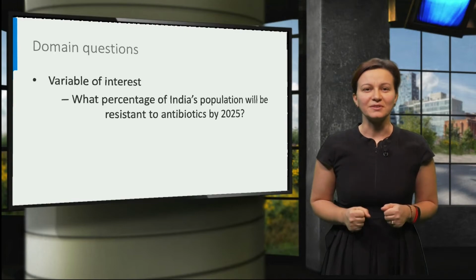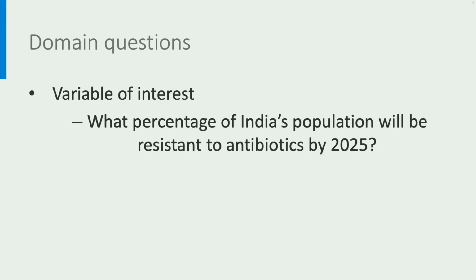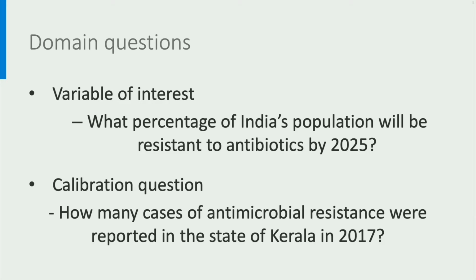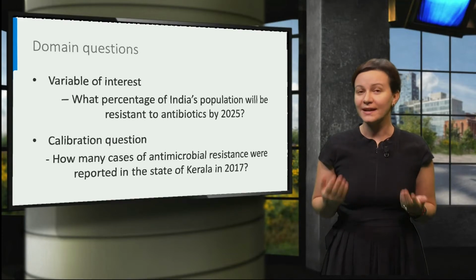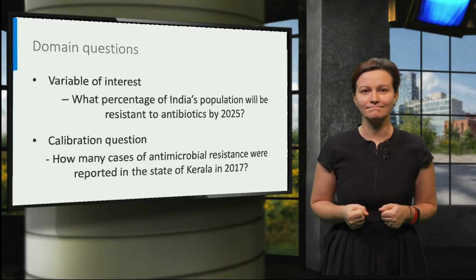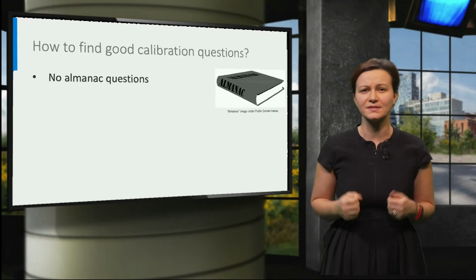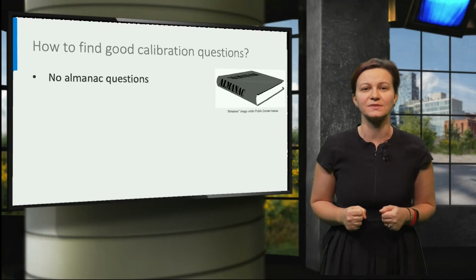To consider a simple example, suppose the question of interest is the following. What percentage of India's population will be resistant to antibiotics by 2025? Then the following question, how many cases of antimicrobial resistance were reported in the state of Kerala in 2017, can be an example of a calibration question. Finding good calibration questions is a crucial step in any expert judgment study.